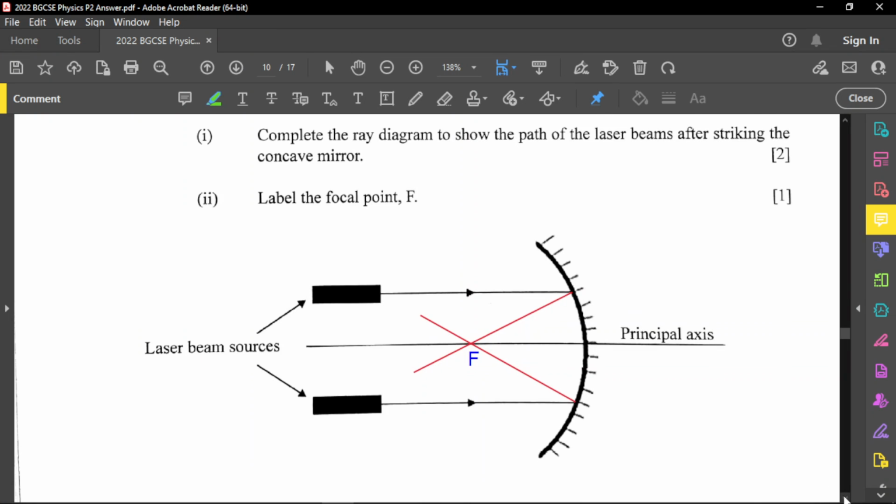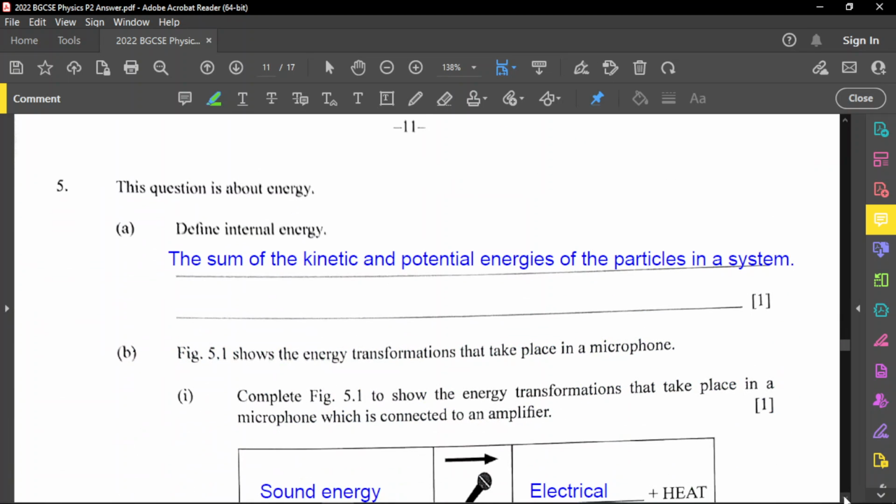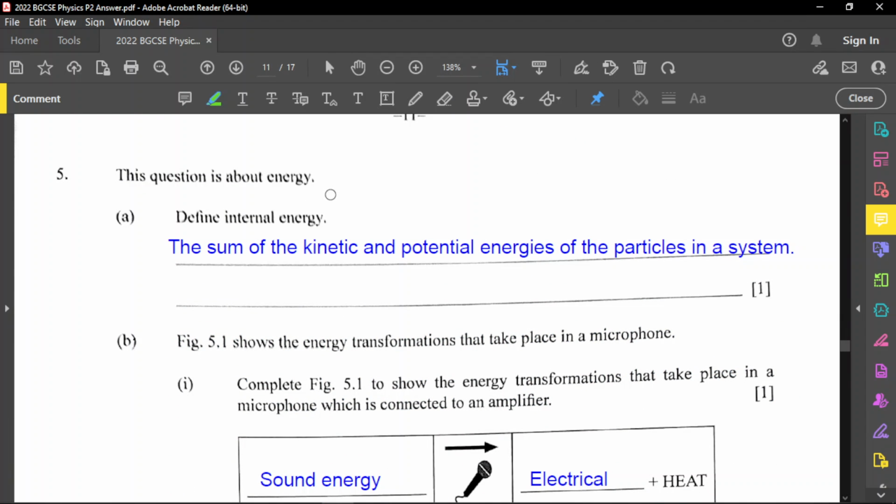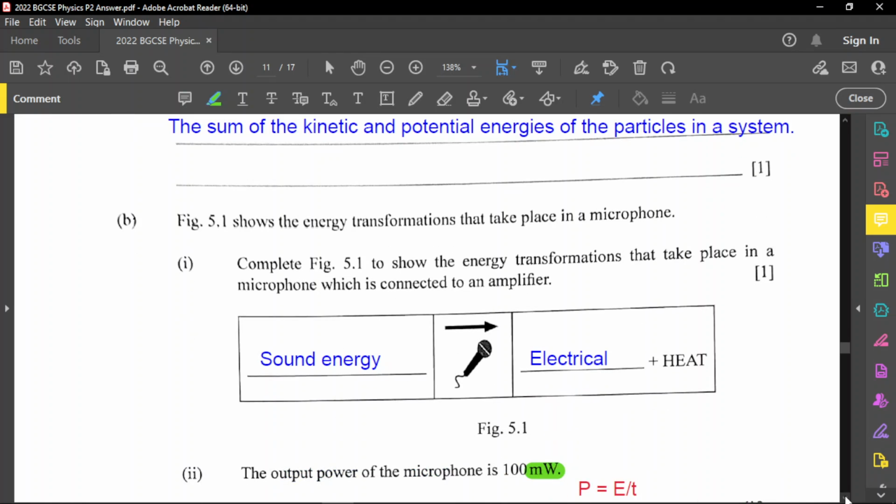All right, so let's go into the next part of the question. There's a next question, by the way. It said this question is about energy. And it said define internal energy, not just energy, but internal energy. Energy is the ability to do work, but internal energy is the sum of the kinetic energy and potential energies of the particles in a system. All right, so account for all energy. And of course, sometimes this can be referred to as mechanical energy in a sense, right? Because mechanical energy is the total energy in terms of kinetic and potential. All right, so they are similar.